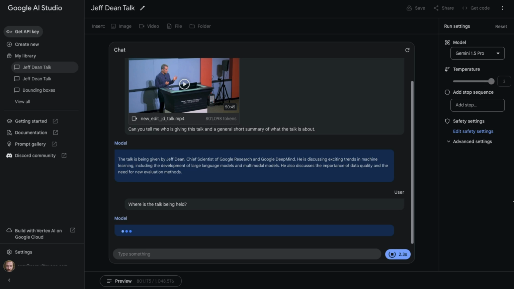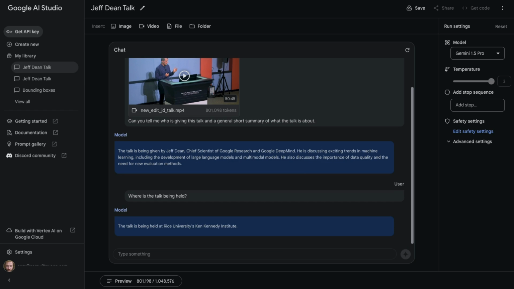Okay, so I'm going to ask it just where is the talk being held while we're looking at this. And again, this is a reasonably simple question that it probably should be able to get. This is the kind of question, though, that might not actually be in the transcript, right? So this is where having the visual component really helps, as well as having the transcript. Now, I haven't actually put the transcript in here yet, so I'm not relying on anything from that.